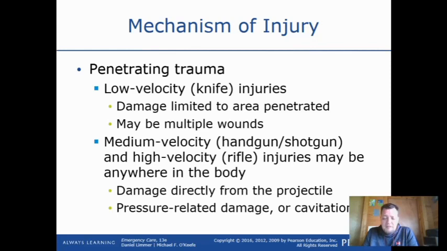So there's two different types of injuries with this. There's the damage directly from the projectile, the bullet, that goes through the body, and then there's pressure-related damage or cavitation. And what happens is when the bullet goes through the body, it causes these pressure waves to expand outside of that normal bullet line. So it basically causes these little ripple effects that go out from the bullet direction. Causes these little cavities.